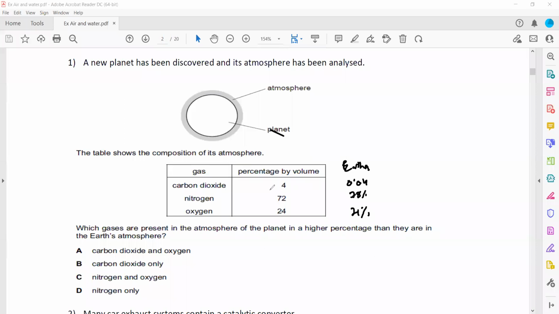When we compare carbon dioxide, on Earth it is only 0.04%, but on that planet it is 4%. So carbon dioxide is higher on that planet. When we check nitrogen, nitrogen is less. What about oxygen? 21% on Earth, but on that planet it is 24%. So on that planet oxygen is more. So the correct answer is carbon dioxide and oxygen. So A will be the right answer.